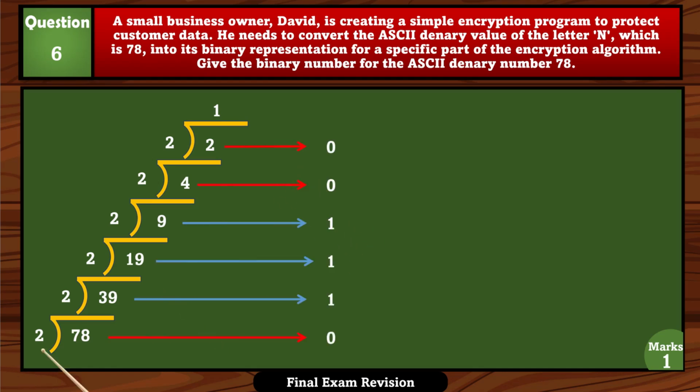So now let's add the carry. So 78 is an even number. That's why the carry is 0. 39 is an odd number. That's why the carry is 1. 19 is 1. 9 is 1. 4 and 2 are even. That's why the carry is 0. So now we got the carries.